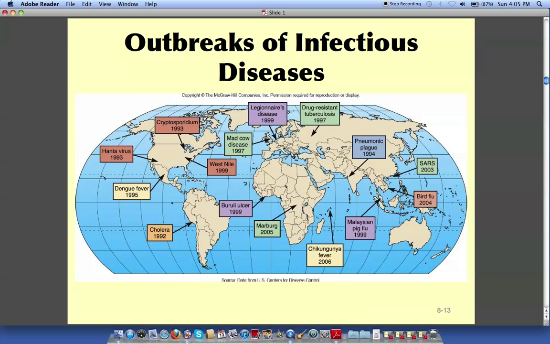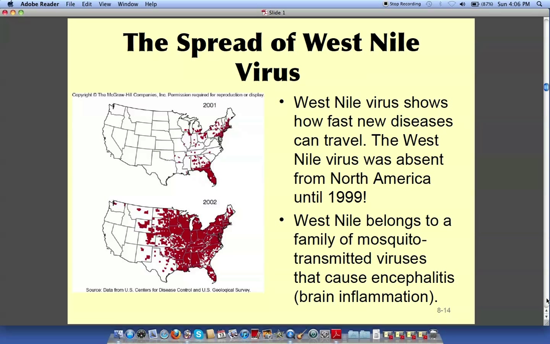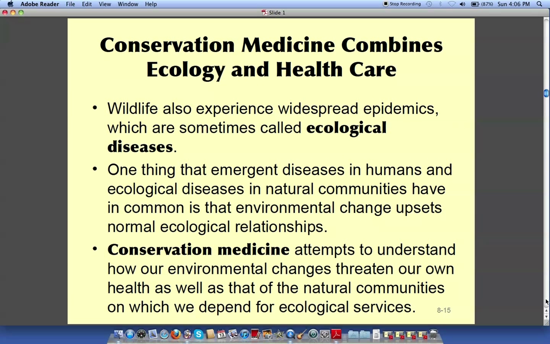But we see that we do have the capability now with all of our travel and our close proximity to each other when we're traveling in the airlines, how we can move some of these viruses and bacterial diseases throughout the world. It's not very difficult anymore to move these diseases throughout the world. Just an example of the spread of a virus.